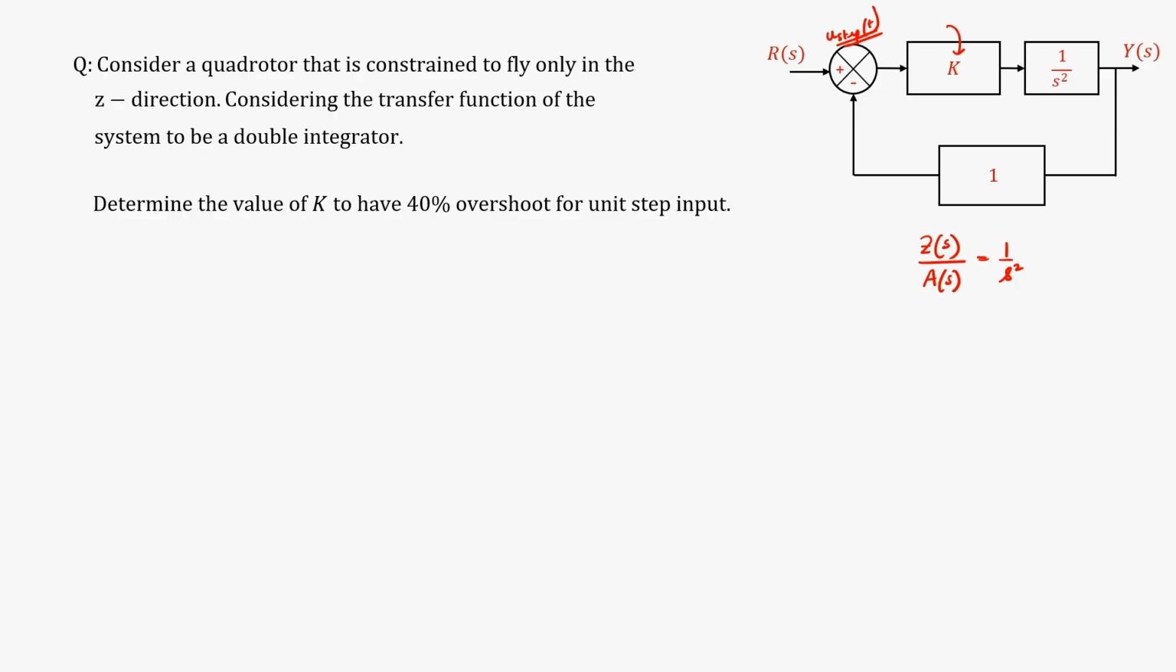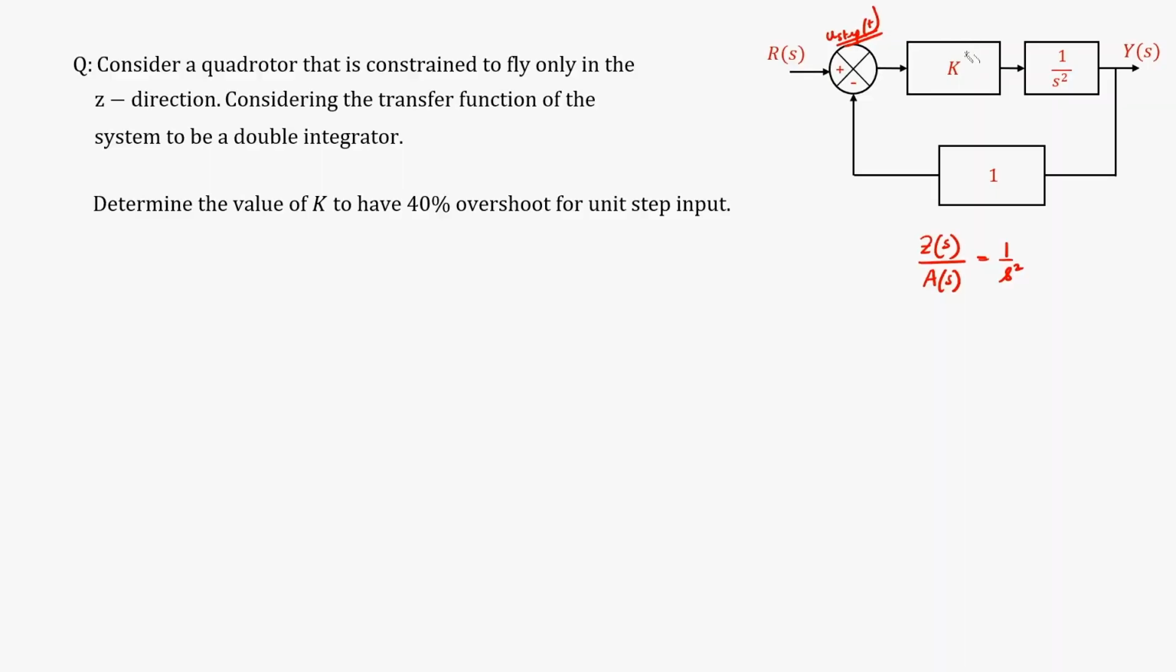Now, it says that 40% overshoot is allowed. What is the meaning of that? The quadrotor will move up, but then it can fluctuate about 1 meter up to 40%. That means it can go to 1.4 meters, come down, and then gradually settle to 1 meter. This is allowed. So, can I find a value of k that will allow me to get this response?